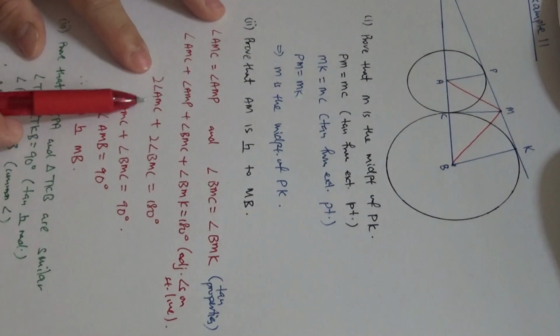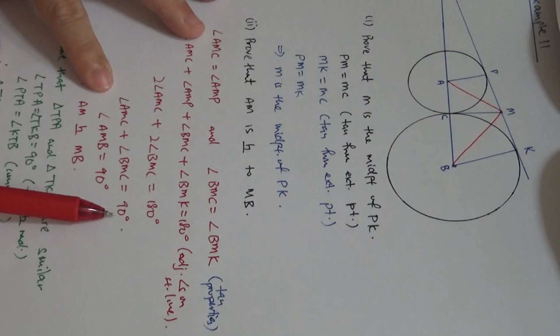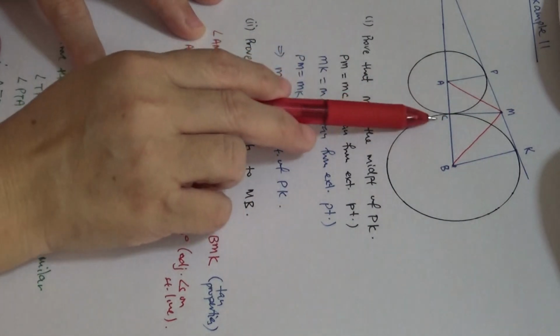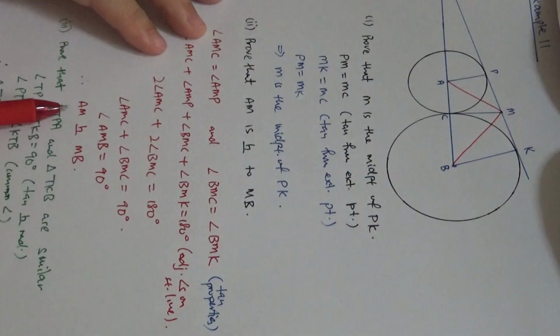Now because they're the same, I can replace. I divide throughout by 2, I get 90. Okay, AMC plus BMC. AMC plus BMC is actually AMB. So it's 90 degrees, so I prove that it's perpendicular.